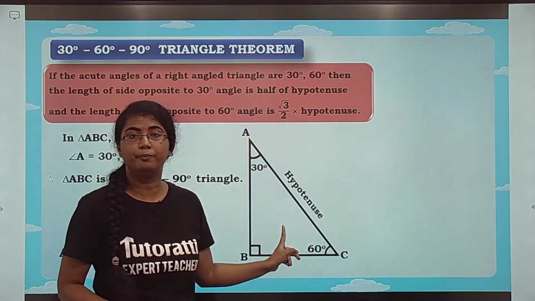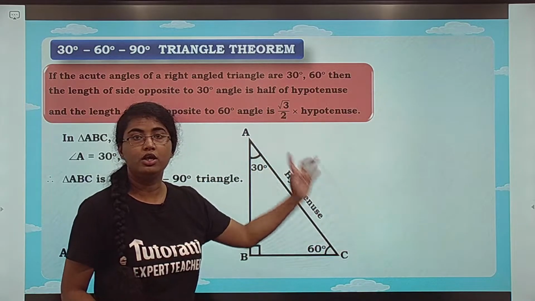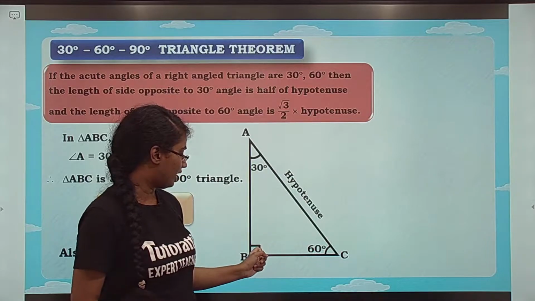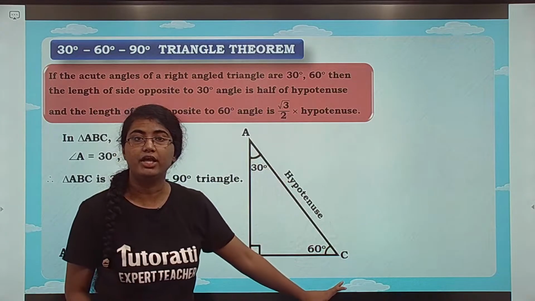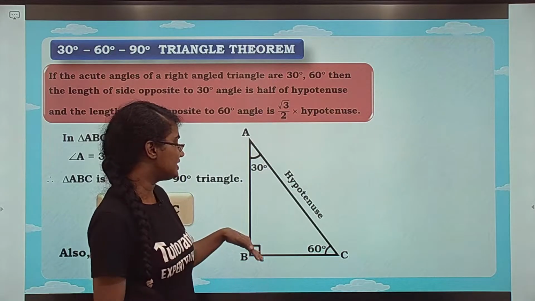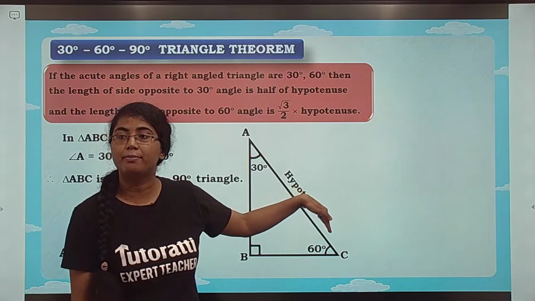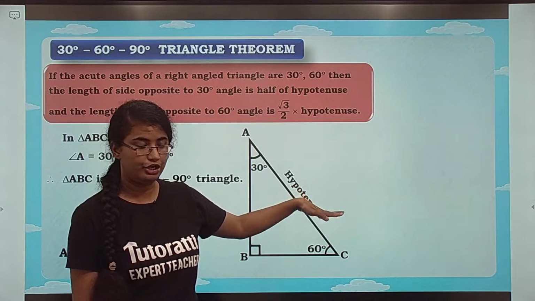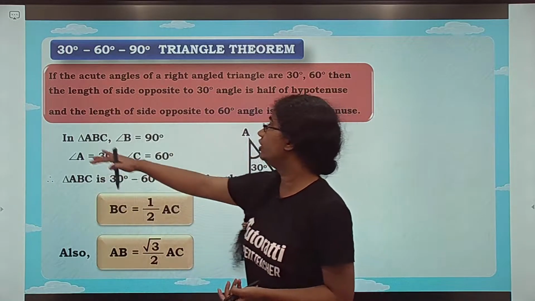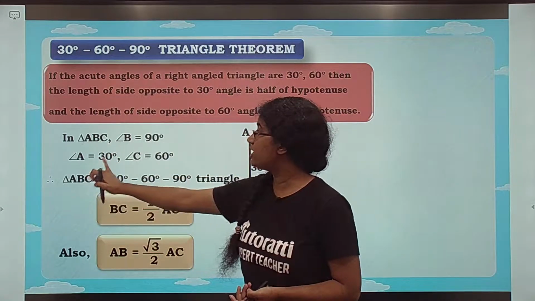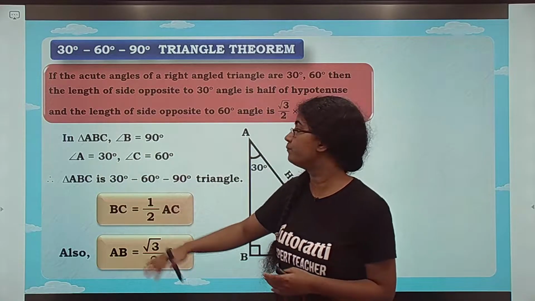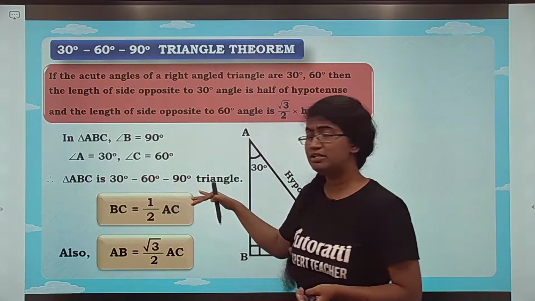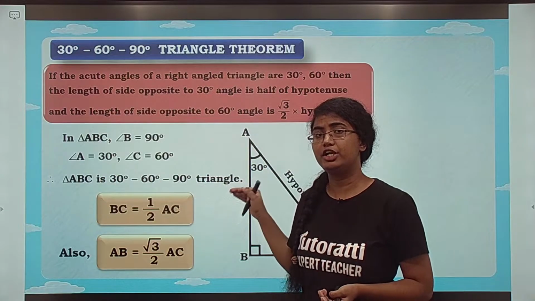First, the figure. We have a right angle triangle A, B, C. One angle is 90 degree because it is a right angle triangle. Then you have a 30 degree and 60 degree. Mention this, that side opposite to 90 degree is your hypotenuse. Now understand this. Triangle ABC, B is 90, A is 30 and C is 60. Done. After that, now ABC becomes a 30, 60, 90 triangle.